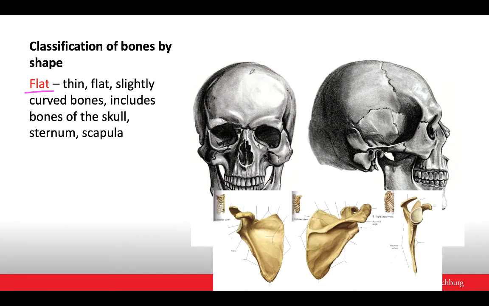They are kind of thin, flat. So these are going to include your scapula, or your shoulder blade. The bones of your skull are flat, and then your sternum would be a flat bone.